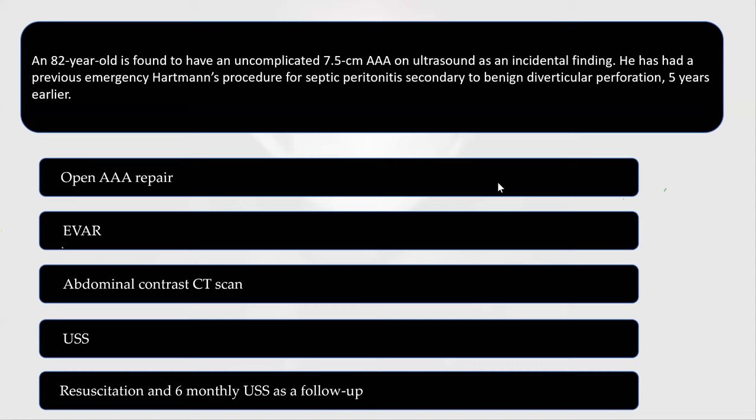Okay, Dr. Muhammad Taha. Go on. An 82-year-old is found to have an uncomplicated 7.5 cm AAA on ultrasound as an incidental finding. He has had a previous emergency Hartmann procedure for septic peritonitis secondary to benign diverticular perforation 5 years earlier. Options: open AAA repair, EVAR, abdominal contrast CT scan, ultrasound, resuscitation, and 6 monthly ultrasound as follow-up.